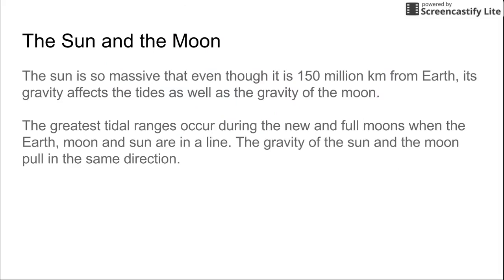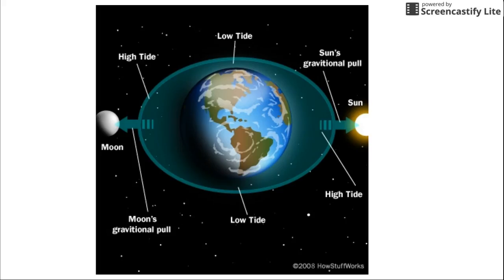The sun is really, really big, and because of this, even though it's super far away from the Earth, its gravity affects the tides as well as the gravity of the moon. So the greatest tidal range occurs during the new and full moons when the Earth, the moon, and the sun are in a line. Whether that be the moon on the far side from the sun or on the near side towards the sun, the gravity of the sun and the moon pull in the same direction. So once again, you see the moon and the sun on opposite sides of the Earth pulling on that water, and you have low tide at the poles and high tide towards the outside.